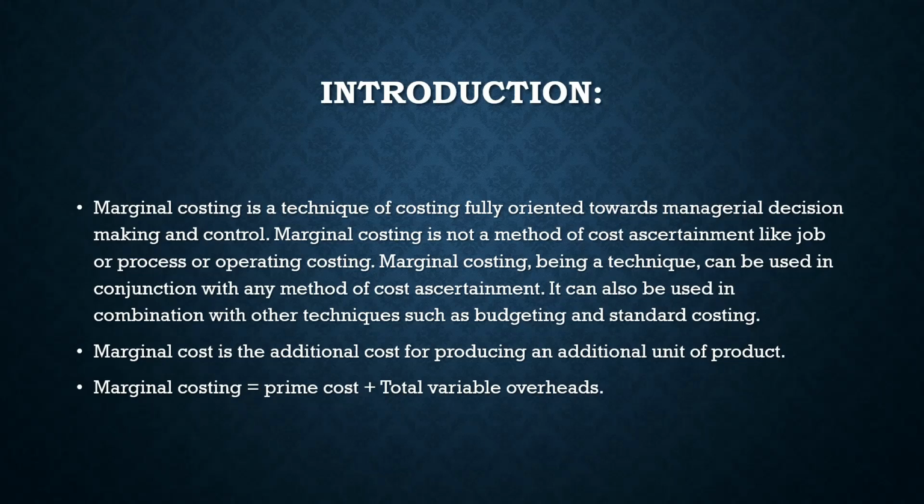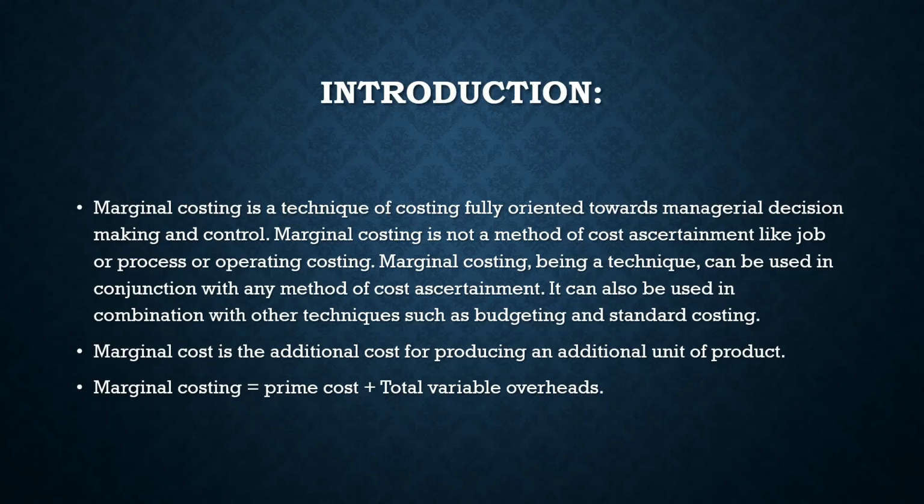Marginal costing is a technique of costing that helps managers make better decisions. So it is not a separate method like job costing or process costing. Instead, it can be used along with any costing method. Marginal costing is mainly focused on how cost changes with output. So, marginal cost means the additional cost of producing one more unit.